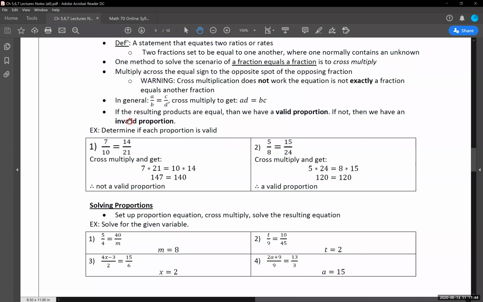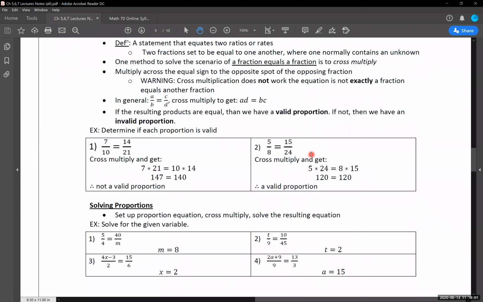Now in this instance, the resulting products are not equal. If they were equal, it would be a valid proportion. If not, then we do not have a valid proportion. We have an invalid one. This is not a valid proportion based on our definition that we have here.